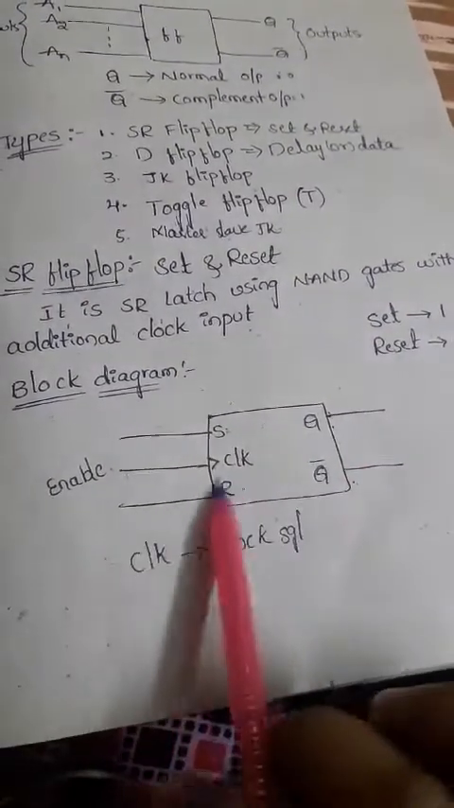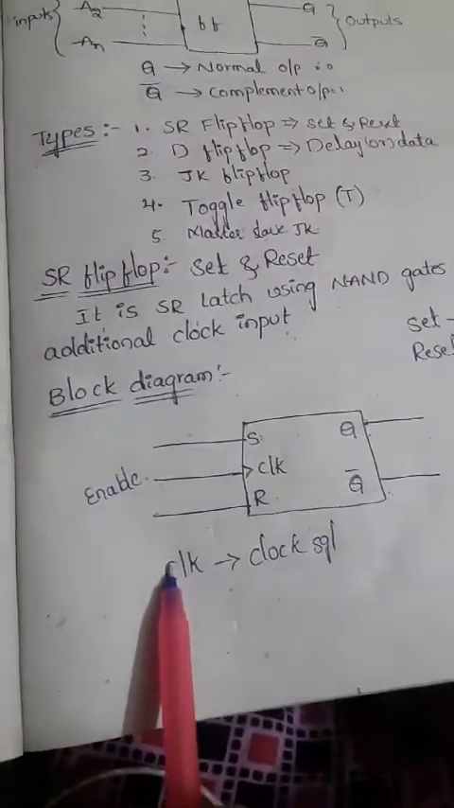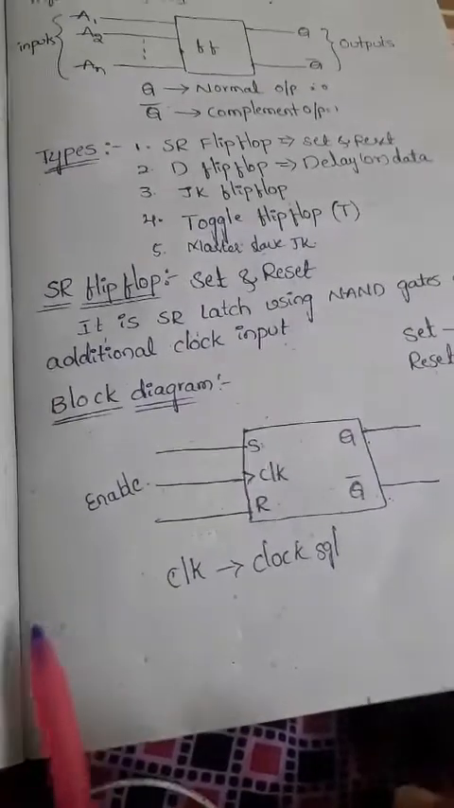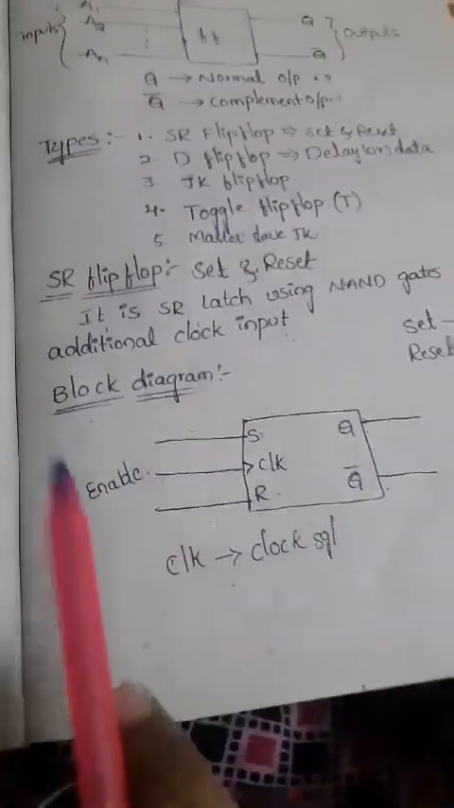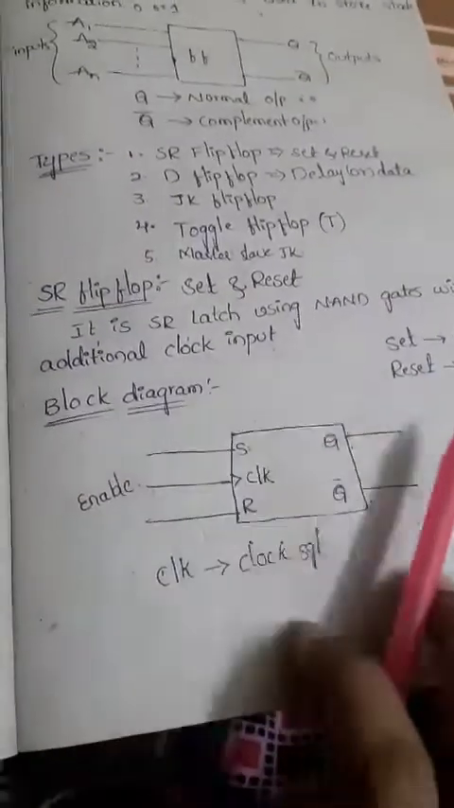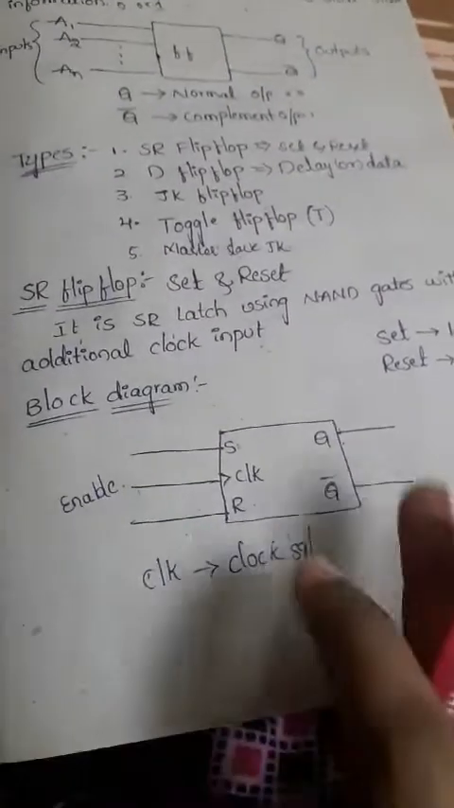In that, one input we can consider as the enable input. So if the clock signal is enabled, then only the circuit will run. That means if the clock is in the active position, then only the circuit will be active. If the clock is in the disabled position, then the circuit will be disabled. So remember that logic. Now we will see the circuit explanation for this.